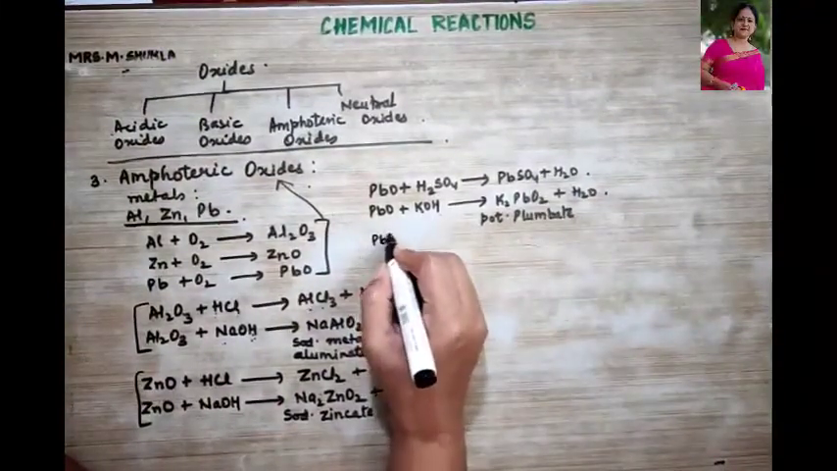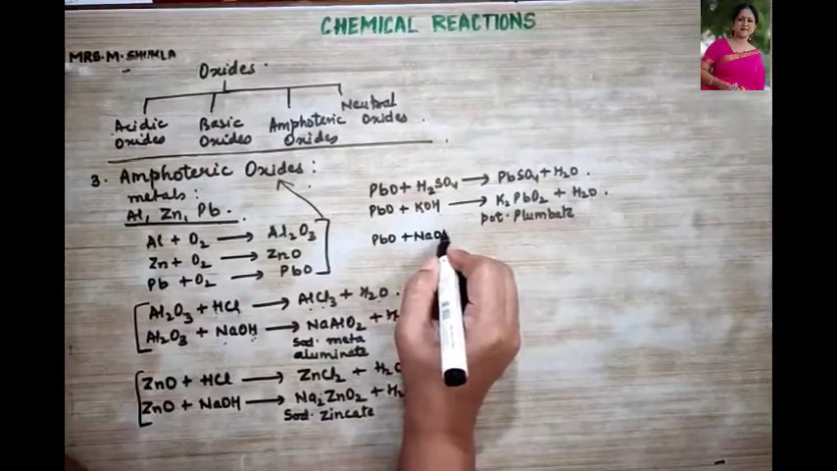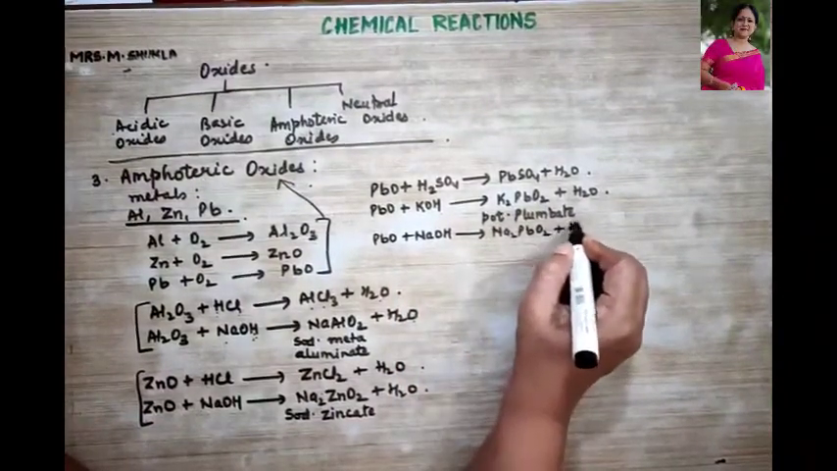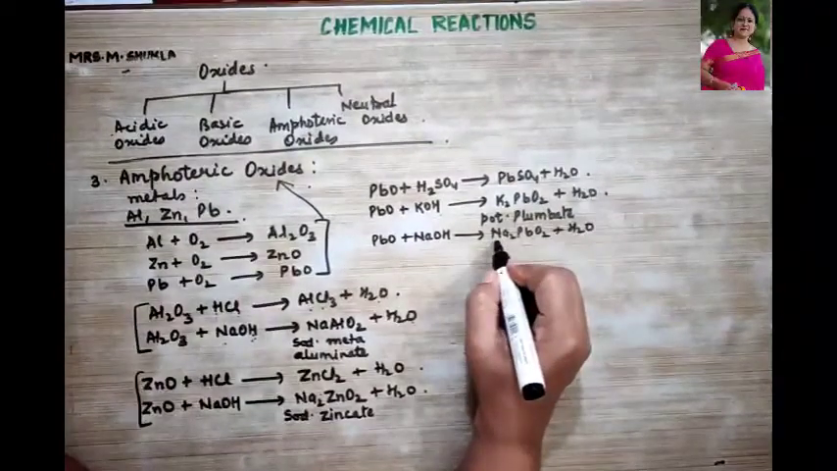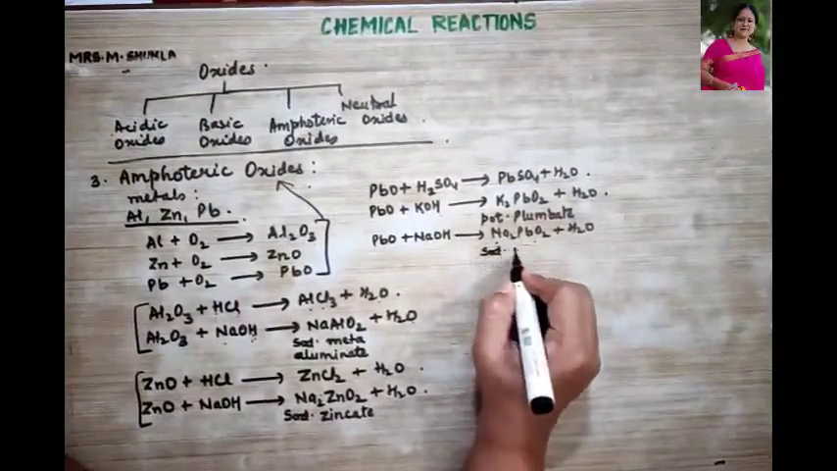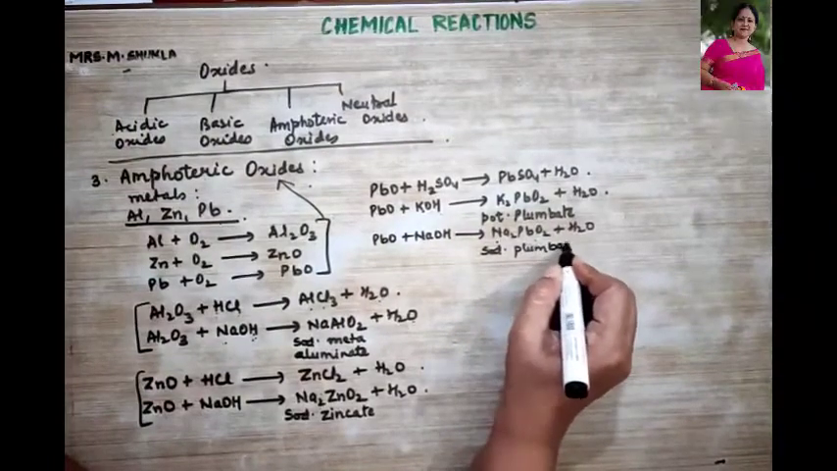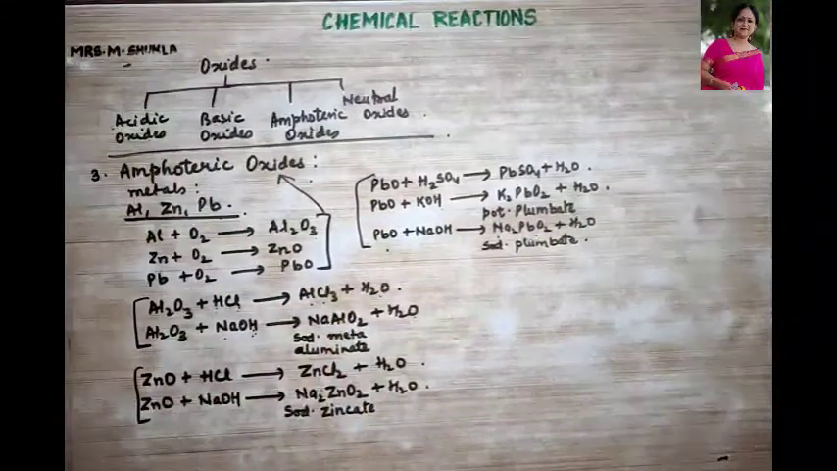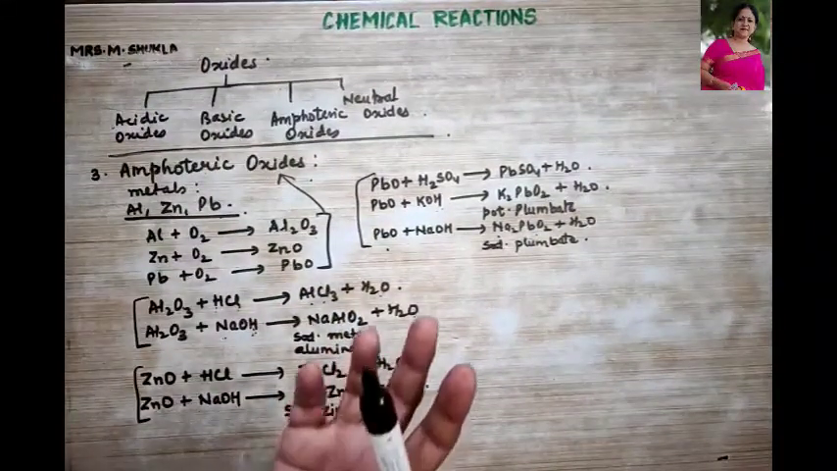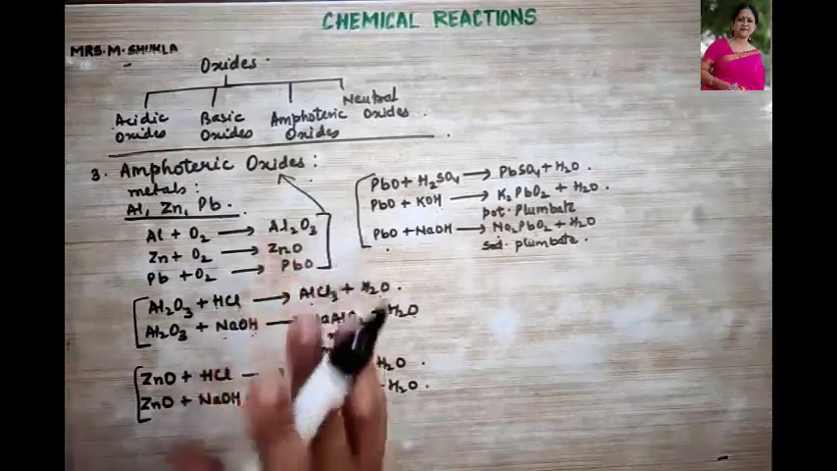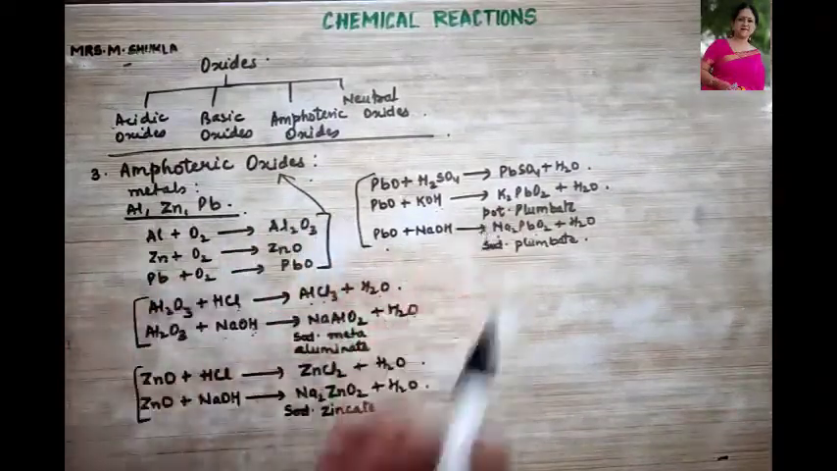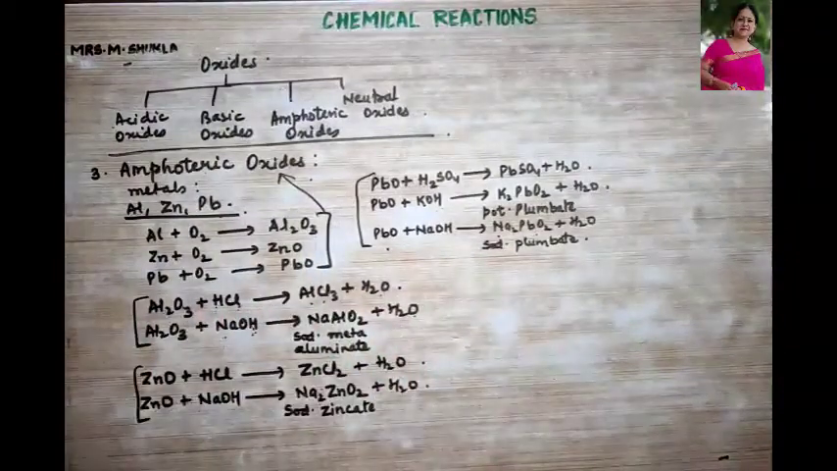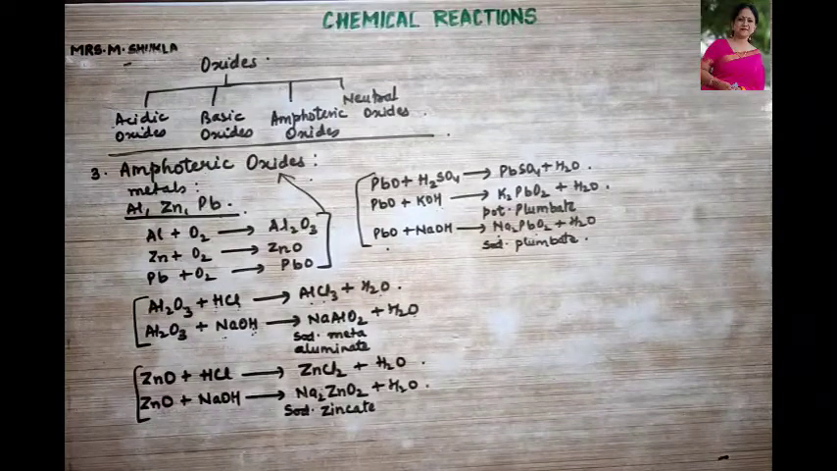It can also be treated with NaOH, and it can form Na2PbO2 plus H2O. This will be called sodium plumbate. So these are some of the amphoteric oxides that you have to remember. Now what does amphoteric mean? Exhibiting both acidic as well as basic nature, that is, they can react with both acids as well as bases. So this was your amphoteric oxides.